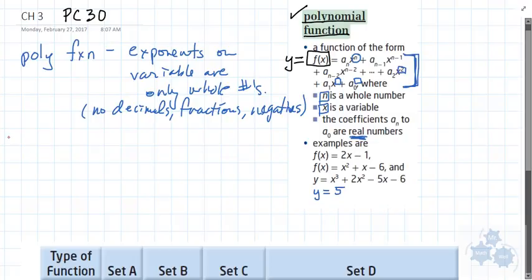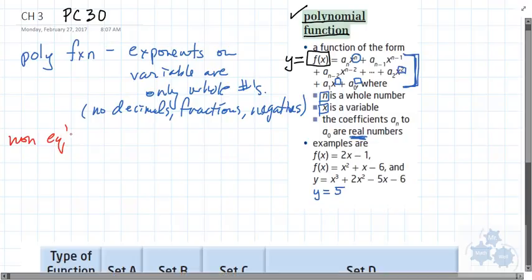Let's see some non-examples, okay? So what are some non-examples? Well, what about y equals 1 over x? Why is that a non-example of a polynomial function? It's a fraction. I think you could expand on that. What do you mean it's a fraction? Okay, a negative something, yes, we're getting close here. This is actually the same as x to the power of what? Negative 1. Look at that. That's a negative, so this is not a polynomial function.